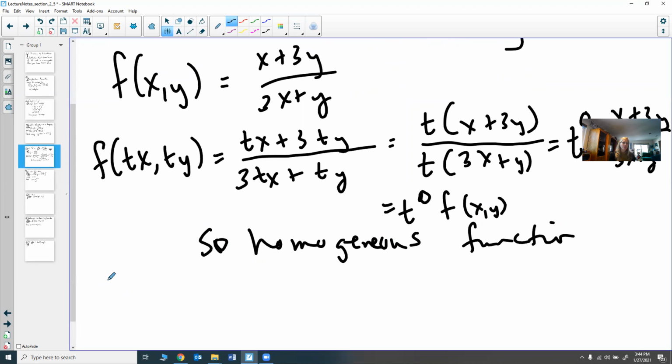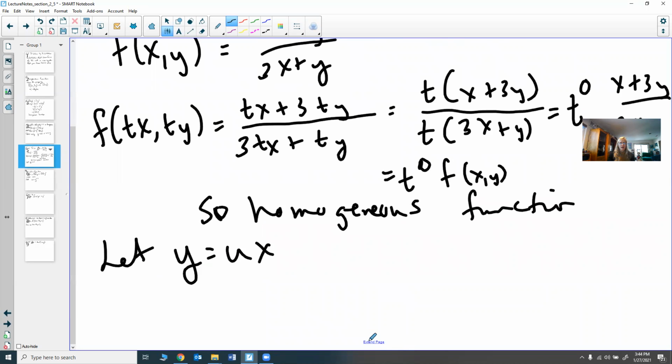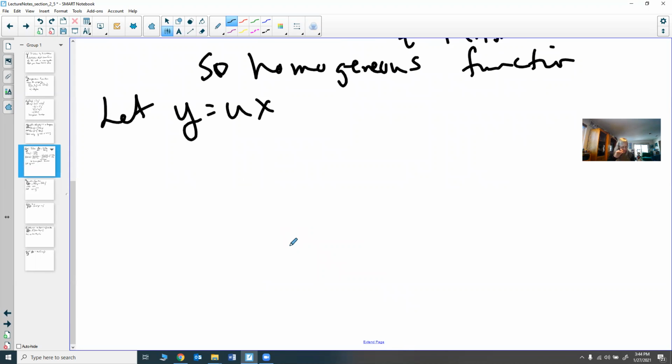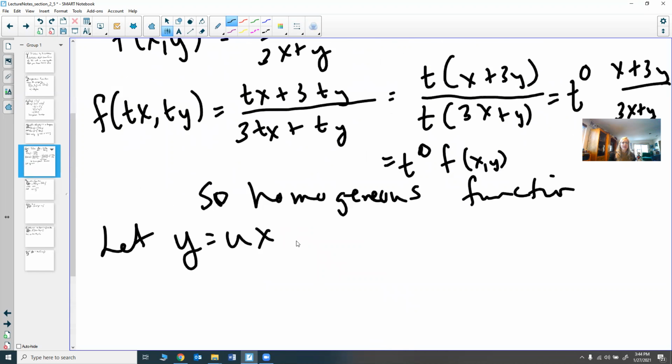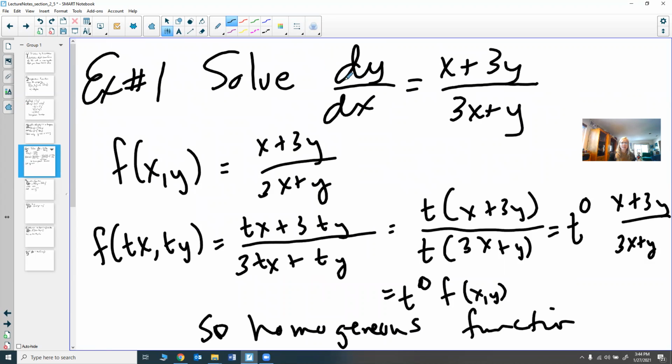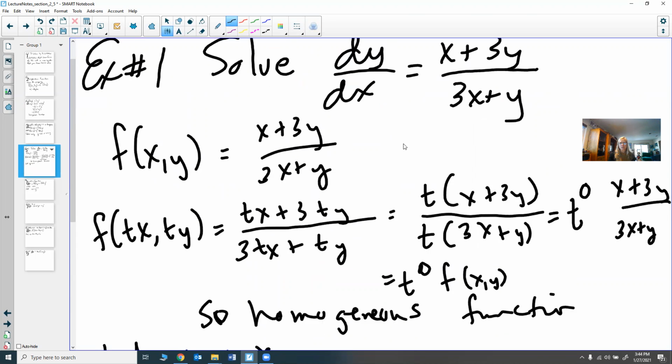So that means I can now do a substitution. We're going to let, and again, it doesn't matter which one, let y equal u times x. And what I'm going to do with this is, if I let y equal u times x, the first thing I want to do is take my differential equation I have here and get it in that form of the differentials.